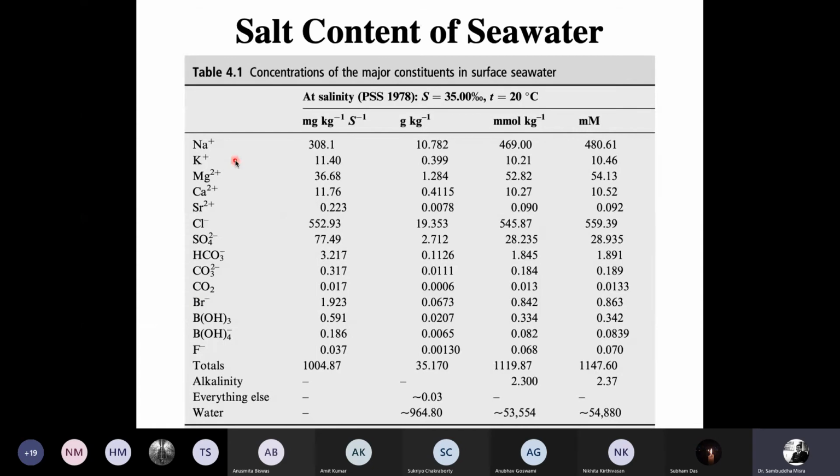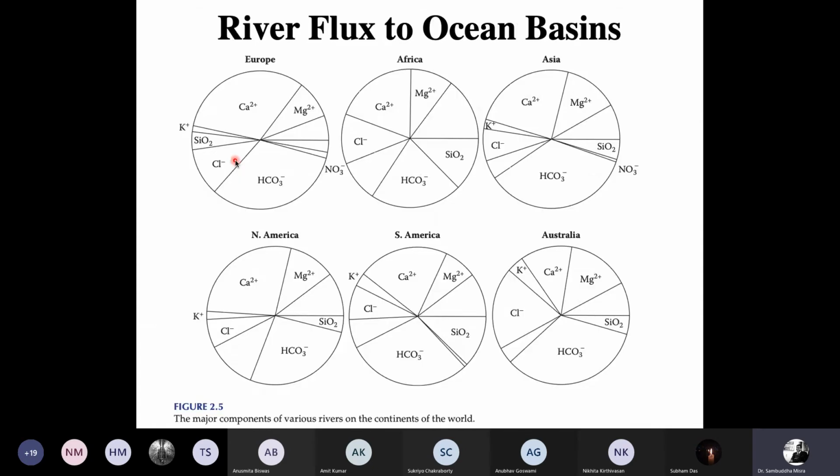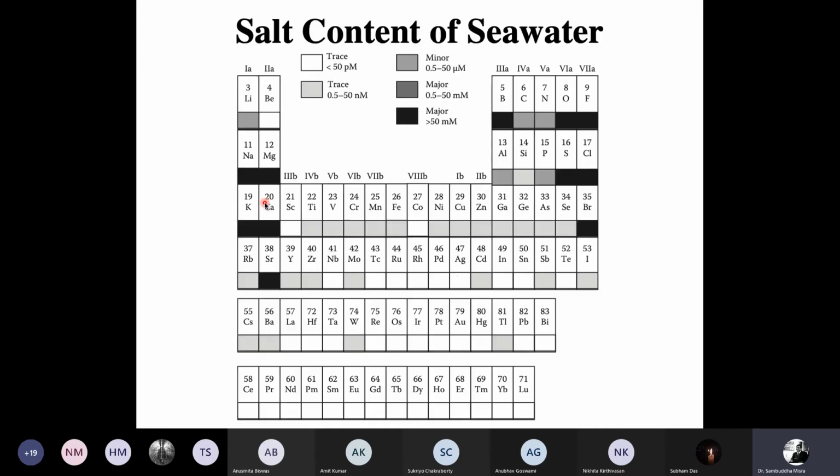So this is again the salt content of seawater. And if we look at the river flux from different continents, what we find is that it's dominated by calcium magnesium bicarbonate. There is little of the dissolved salt that dominates seawater composition seen in river water.